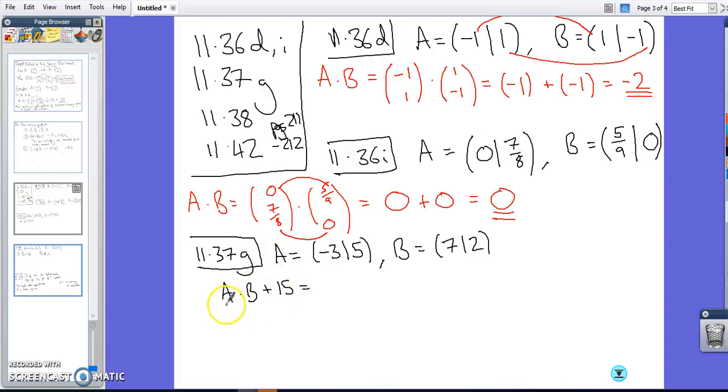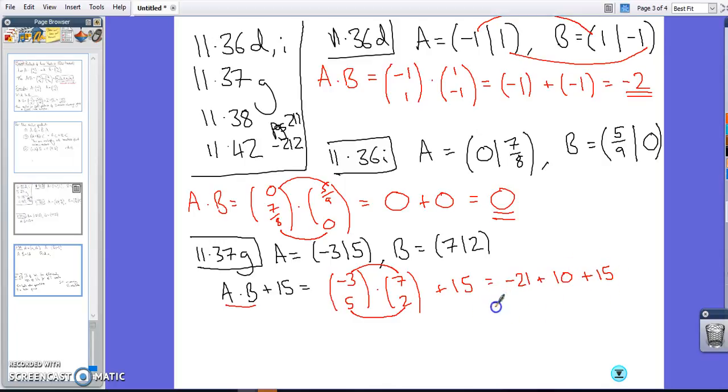11.37g asks us to do something with the scalar that we get at the end. So we have minus 3, 5 times 7, 2 plus 15, which is equal to minus 3 times 7 gives us minus 21, plus 5 times 2, which is 10, and then we have our plus 15 at the end. So we have minus 21 plus 25. It doesn't really matter which order you do the addition in. You should always come out with the answer 4 at the end.